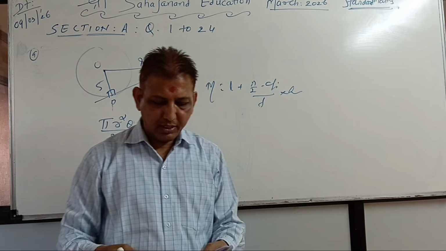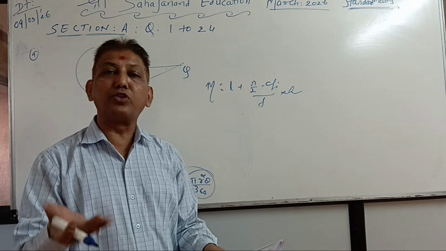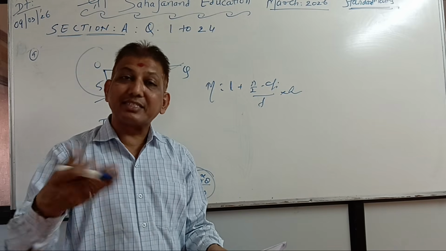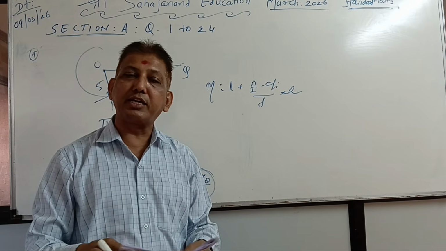Okay, 13. The probability of an event can be 1 integer 3 by 4. Not possible, because here the numerator is greater than the denominator. So how is it possible as a probability? Probability is always smaller than or equal to 1.